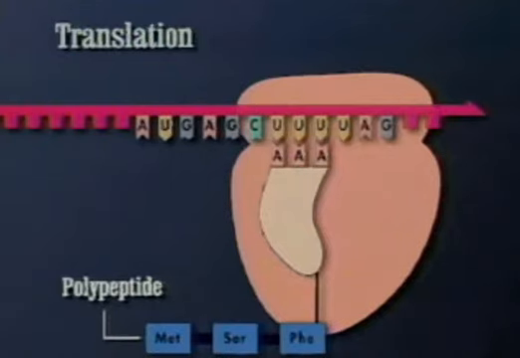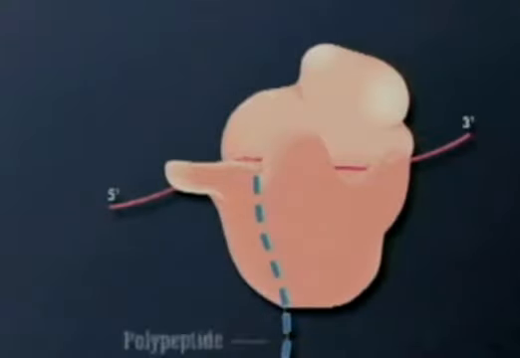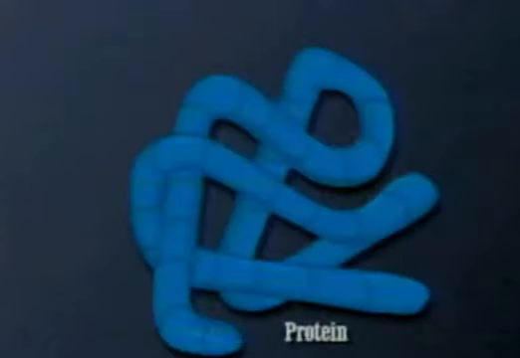Protein synthesis ends when a special stop codon is reached. The string of amino acids has become a polypeptide chain. The ribosome then releases the mRNA and the polypeptide. The polypeptide chain folds into a three-dimensional shape that is unique to each protein's structure and function.